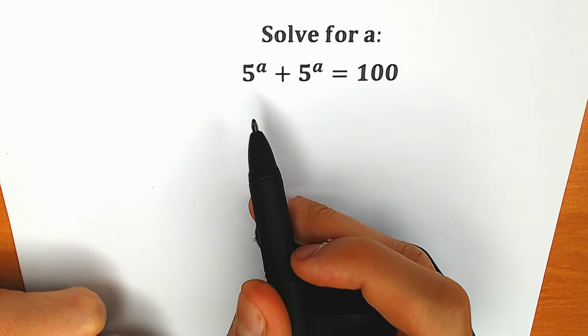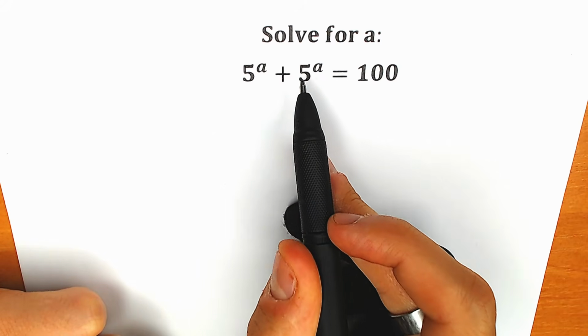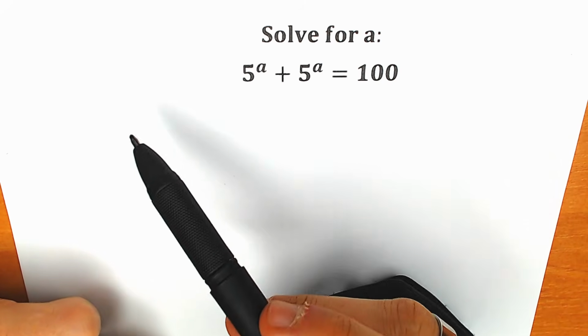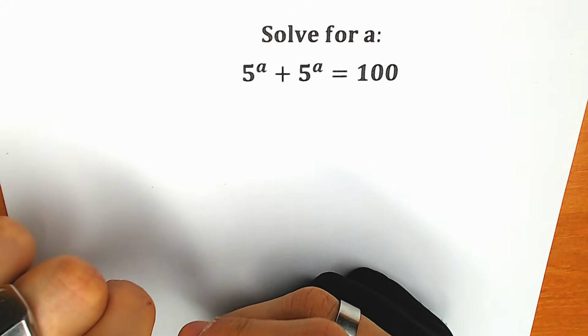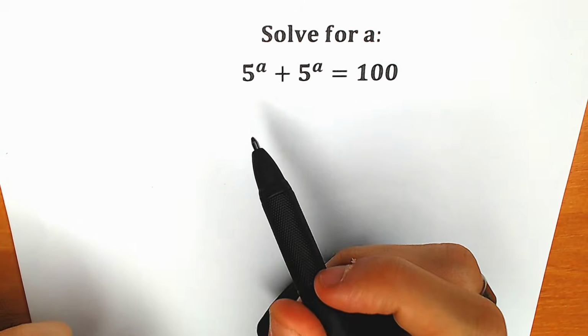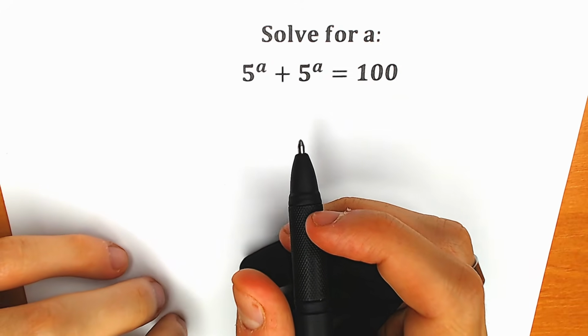Today we have a very interesting equation: 5 to the power a plus 5 to the power a equals 100. We need to solve this equation for a. If you have your answer or your approach, you can also write it in the comments below and then we will check our answer. It will be really interesting to see your answers and hear your thoughts about this type of question.